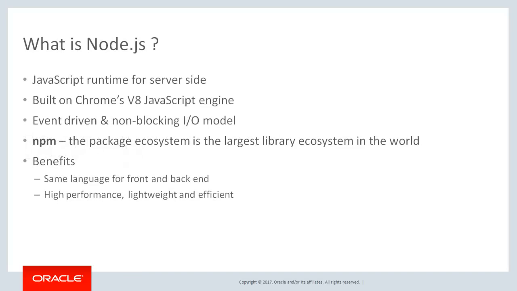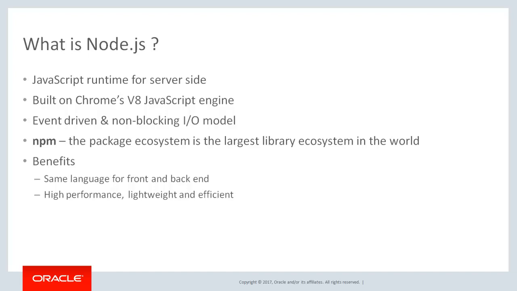Simply put, Node.js is a server-side runtime for JavaScript. It's built on Chrome's V8 JavaScript engine, which is supposed to be one of the best engines out there. Node.js uses an event-driven and non-blocking I/O model, and it comes along with NPM or Node Package Manager, which is one of the largest repositories of open source libraries in the world.